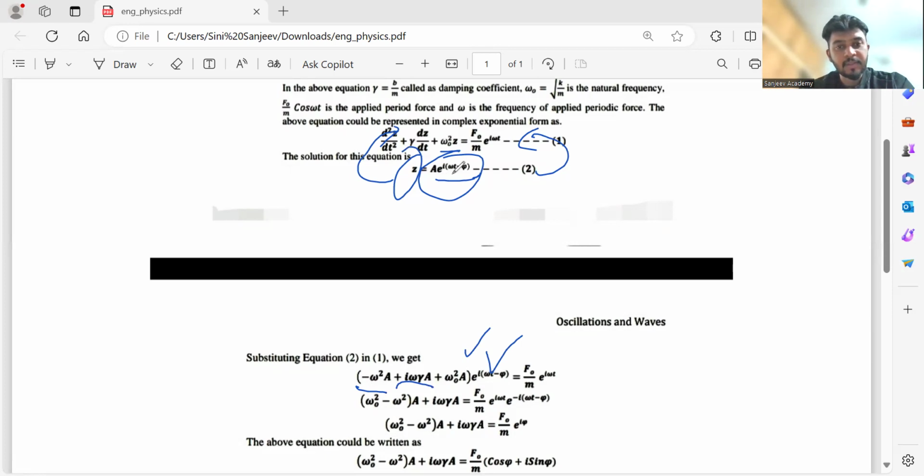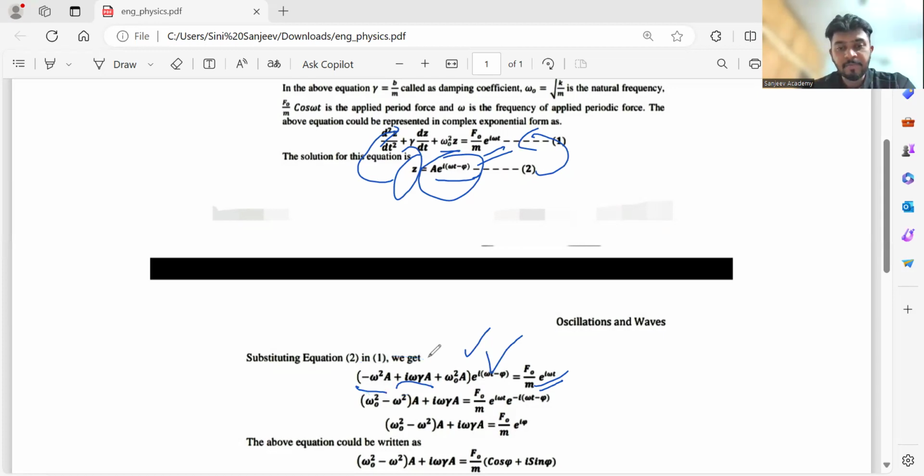Z is nothing but my A e power i omega t minus phi, and the right hand side is as it is, because there is no z, so I'm not going to make any changes in this. Now what I'm going to do is, from these two equations, I'm going to take A outside.